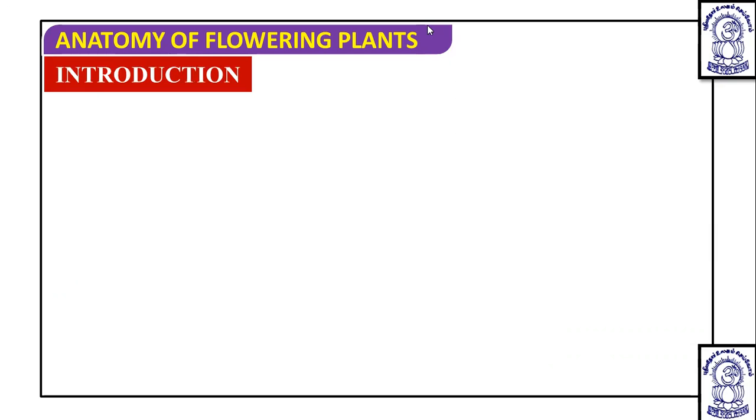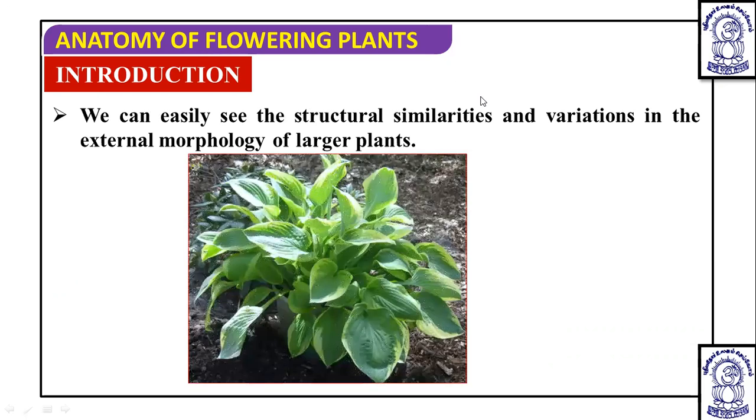Now, if we talk about the initial part, we can see the structural similarities and variation in the external morphology of larger plants. We easily see these similarities or variations by studying their external structures like root, stem, leaf, and their modifications, as we have discussed in the previous chapter. We can easily study this for larger plants like angiosperms and gymnosperms.